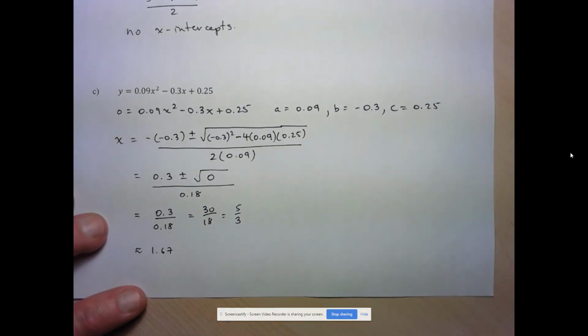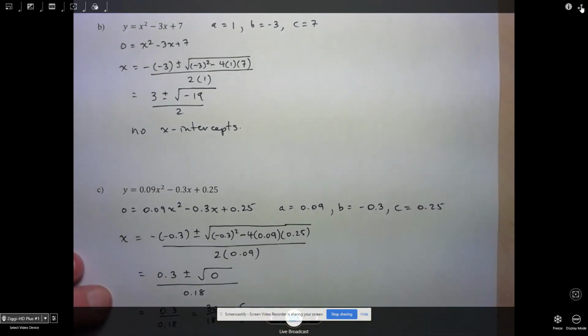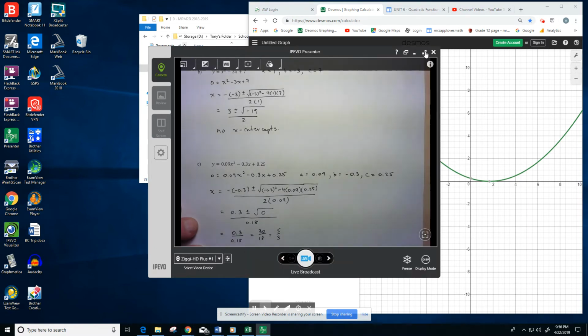All right. So let's take a quick look at Desmos to see if these things make sense graphically. Okay, so let's do the second one here. And look what happens. There's no x-intercepts. So looks like we had the right idea. And when we look at this third one here, we see that there's only one x-intercept at 5 over 3. Okay, so it just touches the x-axis.